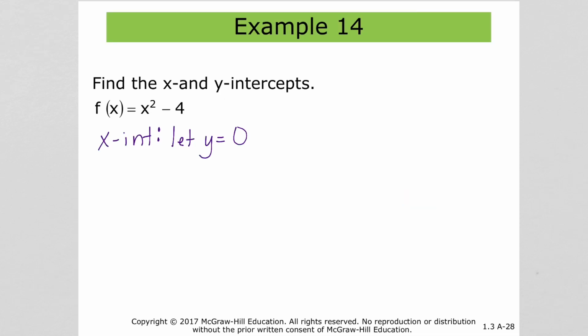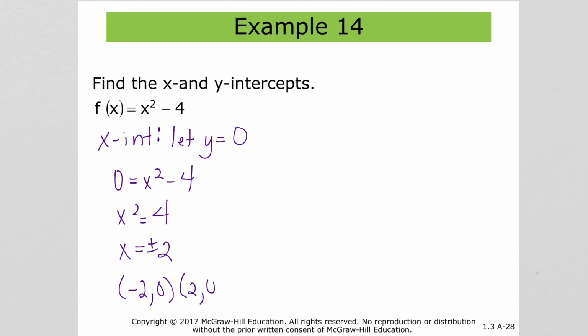So let y be 0. This is the same thing as y equals x squared minus 4. So we've got 0 equals x squared minus 4. And we just solve for x. x will be positive or negative 2. So the x-intercepts are negative 2, 0, and 2, 0. And I do write them as points because that's what they are.